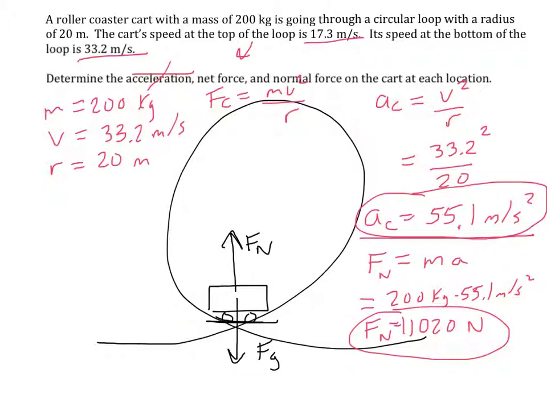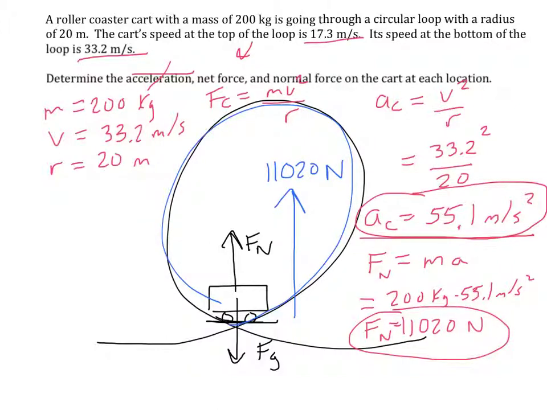What direction is the net force? Well, again, it's traveling in a circle, so this thing is experiencing centripetal force, centripetal acceleration, so the overall net force is towards the center of the circle. So this 11,020 newtons is towards the center of the circle, in this case up, because we're at the bottom. The force of gravity is what it was before, 2,000 newtons.